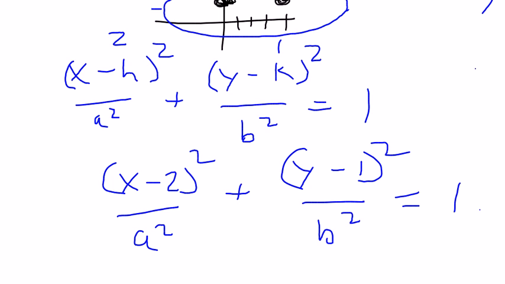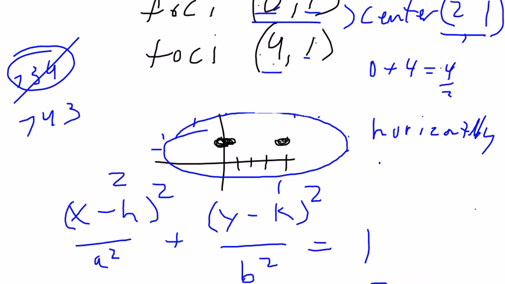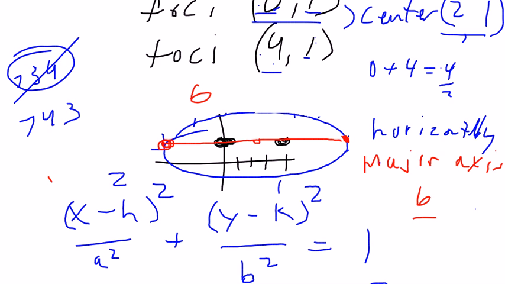Now, reading further in the problem, it tells us the major axis. It says the major axis is 6 units long. The major axis is the distance from vertex to vertex, and it's going to go right through the foci and the center. So this distance is 6. Well, if this distance is 6, then we should know the distance from the center to a vertex. The distance from center to vertex must be 3.